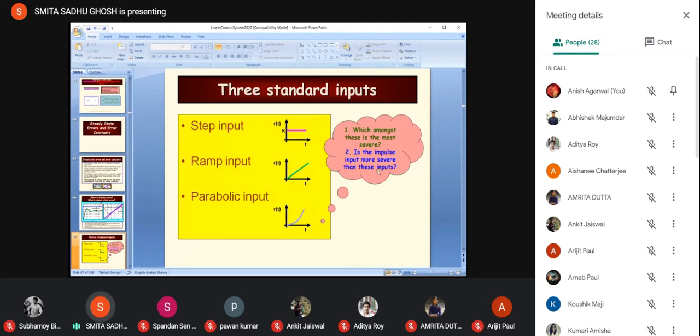Now the next question: is the impulse input more severe than these inputs? Let us say I forget about the infinite impulse, which is difficult to visualize. Let me say I have an impulse of a large but finite value. Is that better than or worse than the three inputs that you see over here? More severe, why more severe? Because at that instant we are applying such a large value to the system, so it will have to incorporate so many changes of that large value.